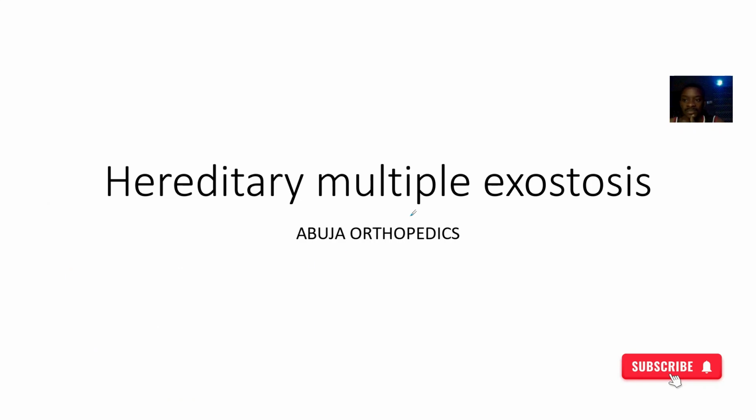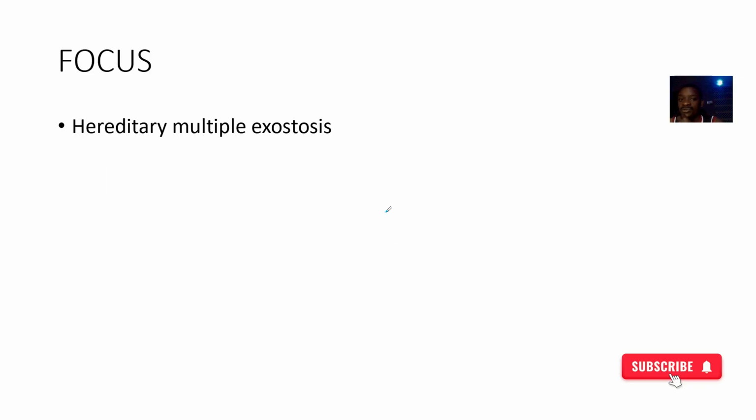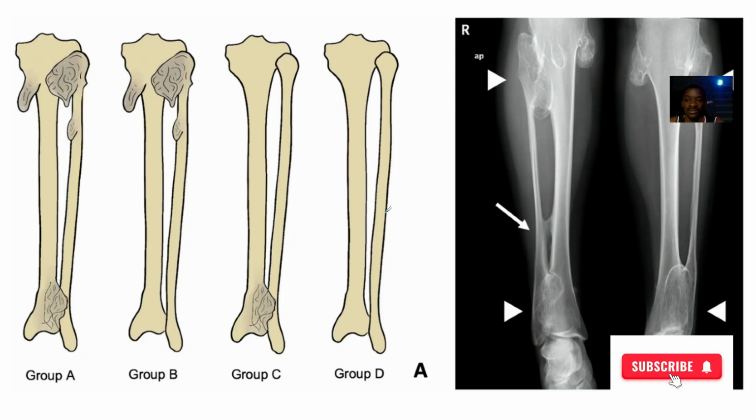Now for the next bone issue, which we are going to discuss, this is hereditary multiple exostosis. When you are breaking down the word like this, of course you know that anything hereditary, you inherited it from your parents. When you say something is multiple, a lot of places are affected. So you have bone growth on plenty of sides.